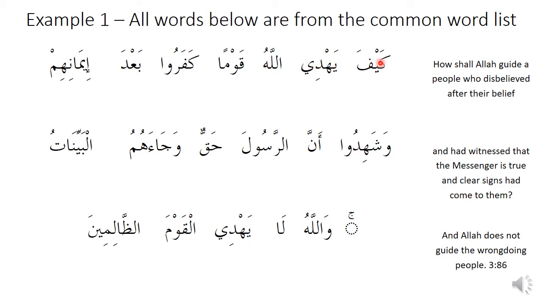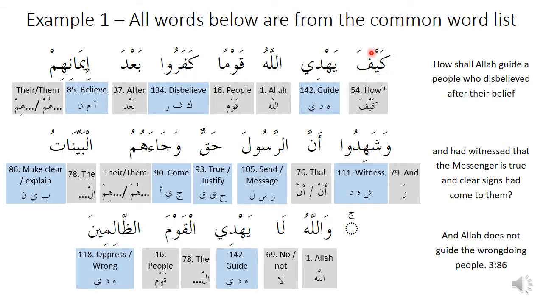So what we're going to do is show you how the words map. So you can see Kaifa is word 54 in our word list. Yahdi is from a root word Huda, word 142. Allah is word number 1, and so on. So you can see each one of these words is from our word list. There are two colors here. The blue are the words that are from the root words. So you can see Huda, Gafara. This is from the root word, and it's being used in different ways. So here it's being used as a verb, whereas here it's being used as a noun, and so on.